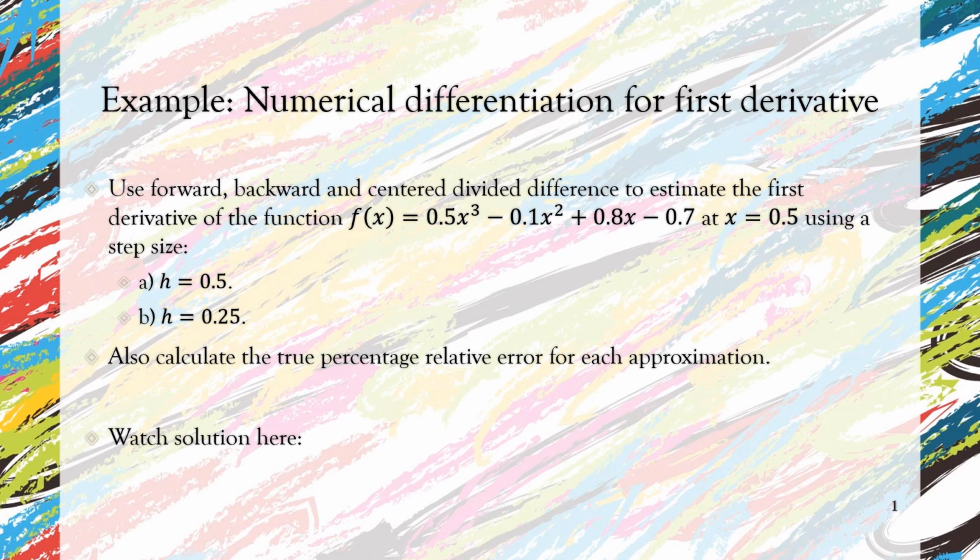The first one is the approximation from forward divided difference with step size 0.5, and then the second approximation is the solution from forward divided difference using a smaller step size 0.25. So we have another pair of answers for backward divided difference using two different step sizes, and the other two from the centered divided difference with two different step sizes.